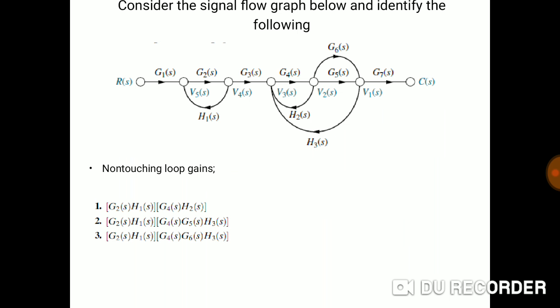Then we will find out how many non-touching loops there are. Here, as there are four loops, there are three different non-touching loops, as we have discussed about what we mean by non-touching loop. A non-touching loop is one that does not have a single common node. So G2 of S into H1 of S and G4 of S and H2 of S, these two are the non-touching loops. So we are supposed to take the product of those loop gains. In the same way, there are two different non-touching loop gains.